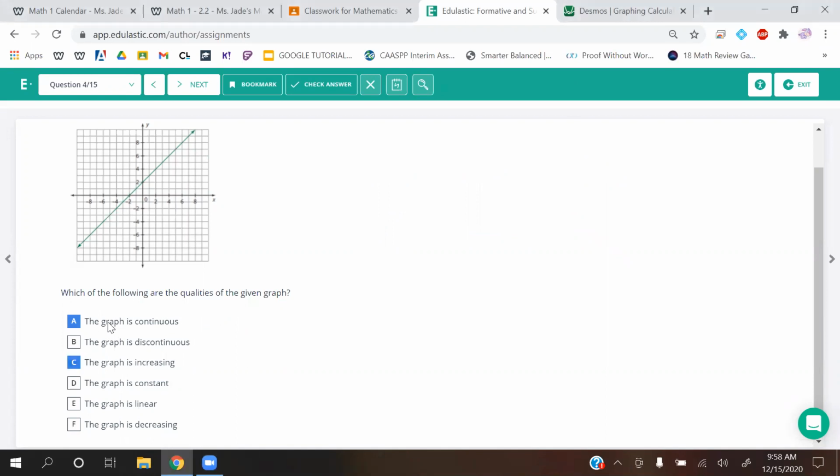All right, so we've covered A, B, C, D, and F. Now we just need to check out if it's linear. So linear, remember, just means a straight line. Is this a straight line? Is this linear? Yes or no? Is this a straight line? Yes, yes, good. I see a lot of yeses and linears in the chat. Good, this is a linear graph.